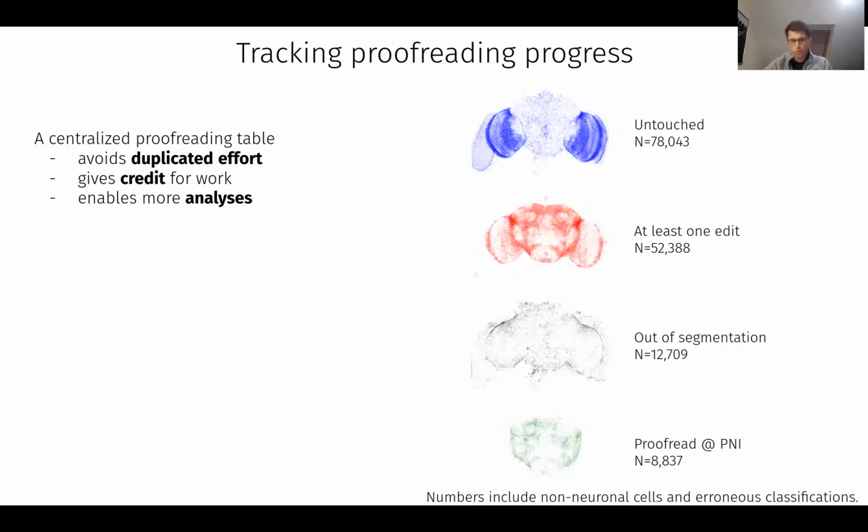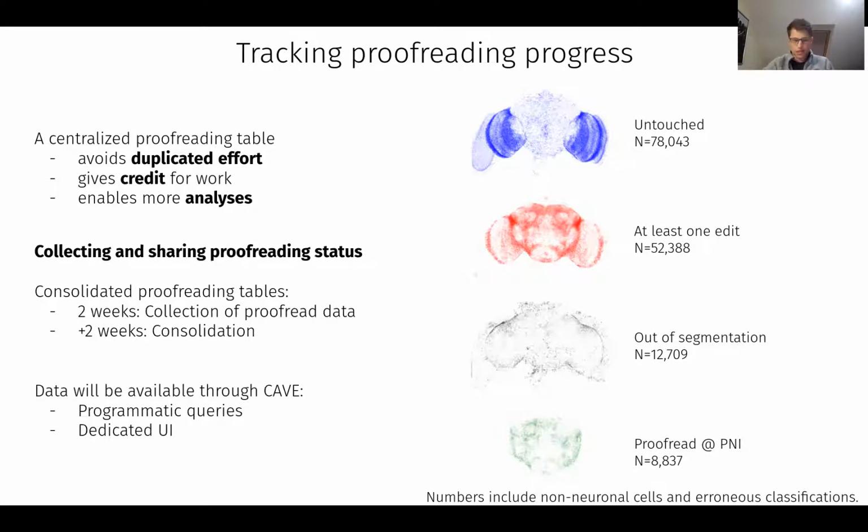So what we are suggesting and asking here is that the community basically builds this table, and we will consolidate all the tables that people are sending in. So over the next week, we are looking forward to collect proofread data. We will show in a second how this looks like, and then an additional 2 weeks to consolidate it and make it available. All this data will be available through programmatic queries in CAVE, but also a dedicated UI that does not require programming knowledge.